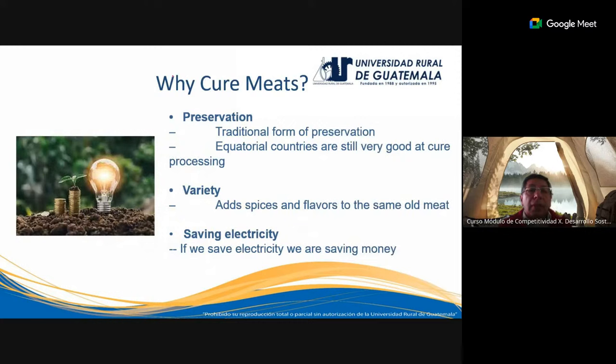And why do we need to cure meats? We need to apply this method in order to preserve meat using the traditional form of preservation. We also use these cure methods as a variety that adds spices and flavors to the same old meat. And the other reason is that we can save electricity using this method. And you know that if we save electricity, we are saving money.